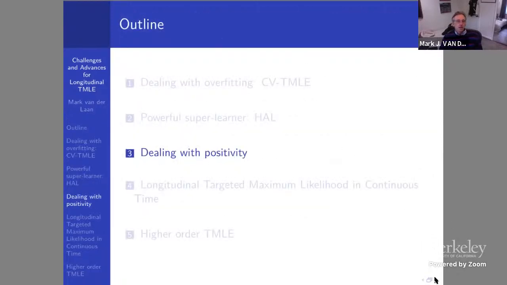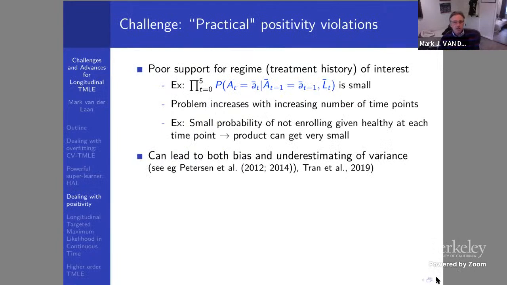Here. Okay, so let's turn to dealing with positivity. Like Maya pointed out, you might have a treatment regimen which has poor support. That means when you do inverse weighting in your targeting step, for example, inverse weighting by the treatment mechanism, you are inverse weighting by this product over time points of conditional probabilities of following the rule, given you have followed it so far. And for some of these time points, if that probability is small, then this product might get really small.